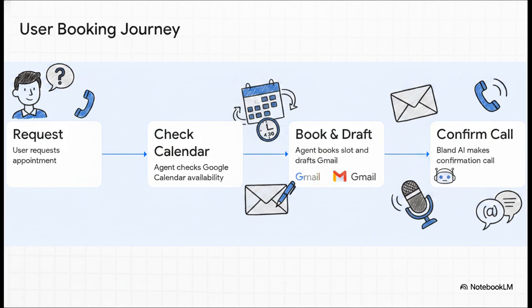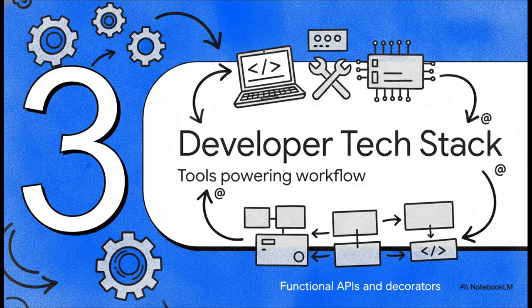Notice I said drafts there, it doesn't send it directly. Why? Well, during testing, you definitely want human verification. You want the clinic's admin team to review that draft and physically hit send just to be safe. And finally, Step 4, a system called Bland AI makes an outbound phone call to the user to confirm all the details verbally.